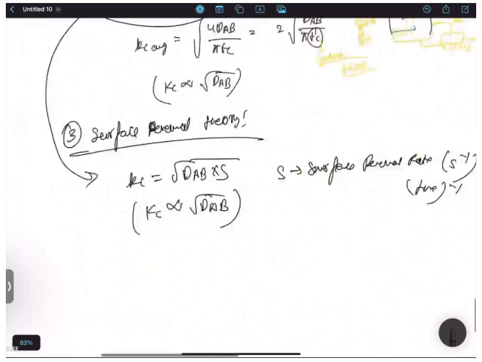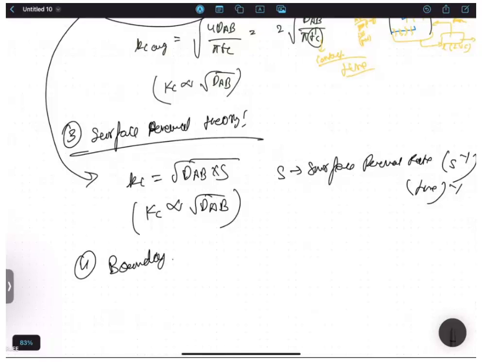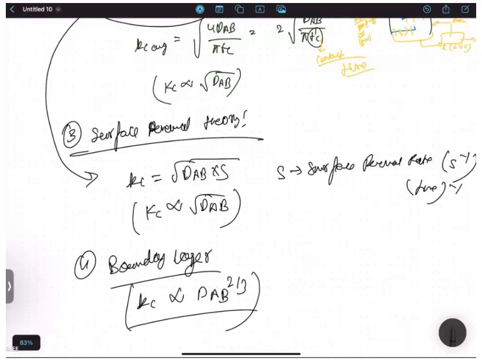Okay, with this just remember one more thing, that is your boundary layer, the concentration boundary layer. For heat transfer we have the thermal boundary layer, for fluid mechanics we have the fluid boundary layer, and for mass transfer we have the concentration boundary layer. So for the boundary layer, Kc is directly proportional to DAB to the power 2 by 3. So this formula you just remember, this much is enough.